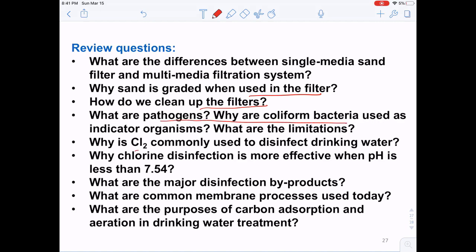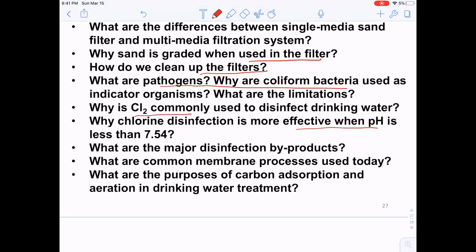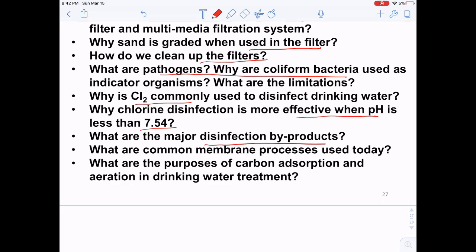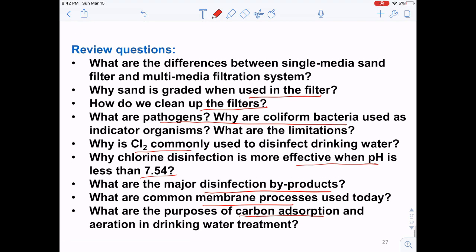What are the pathogens? Why do we use the coliform bacteria as an indicator? Why is chlorine commonly used to disinfect the drinking water? And why is it more efficient when the pH is less than 7.54, which means that the water is more acidic? So we introduced the major disinfection byproducts, and we introduced some other methods, for example, the membrane process, the carbon adsorption process, or aeration, to further treat the water quality.